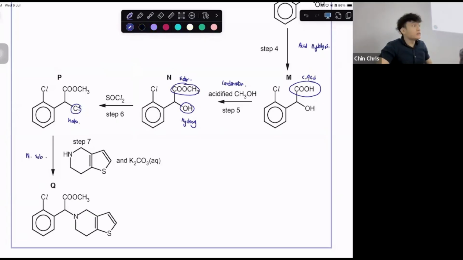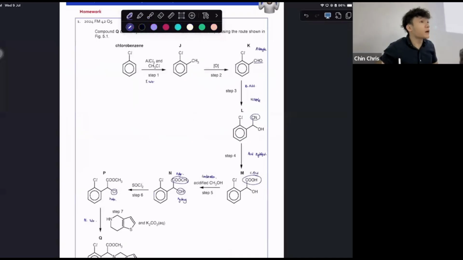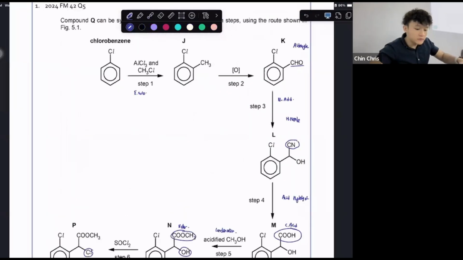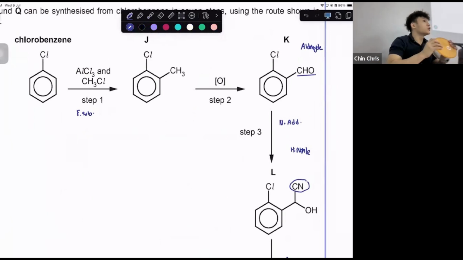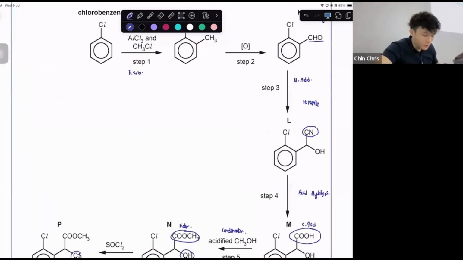That's it. So you see, this is your entire A2 organic chem. It's a mixture of AS and A2 all together. Yeah, you have to be very good in your AS as well. So then the SOCl2 what reaction? SOCl2 is alcohol to halogenoalkane. It's just a normal, still under nucleophilic substitution. All right, guys, now step 2 is oxidation.